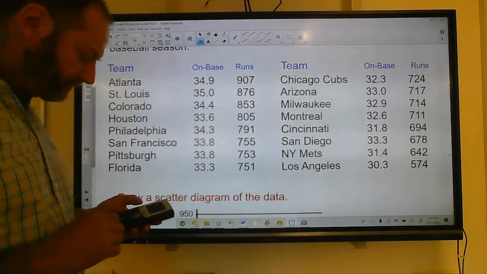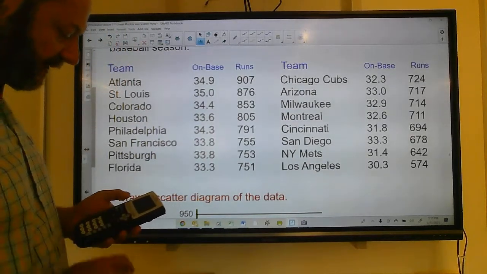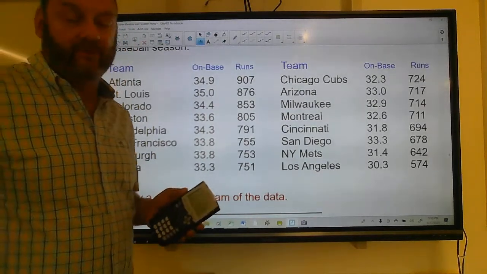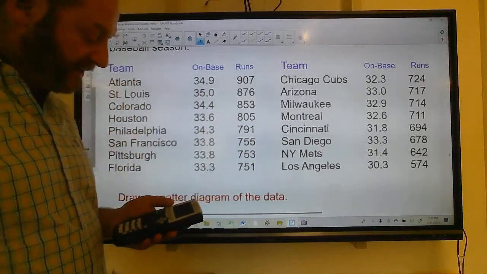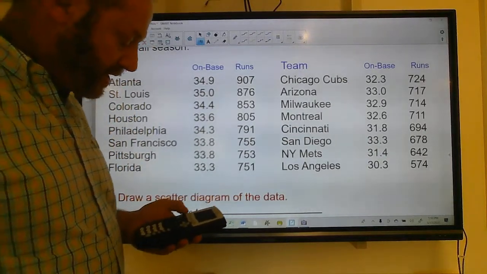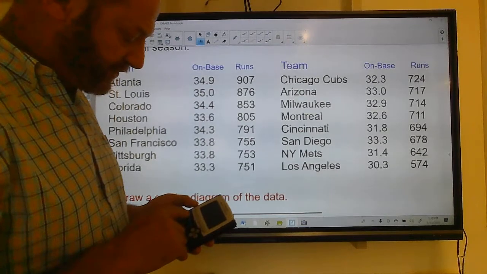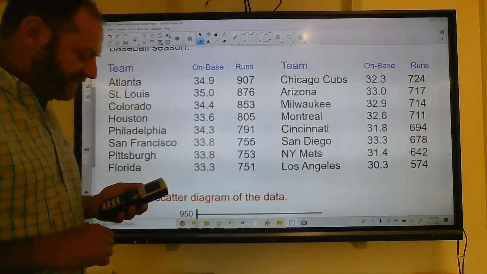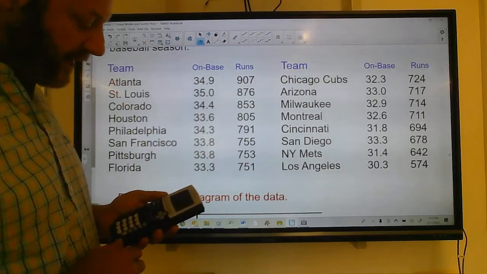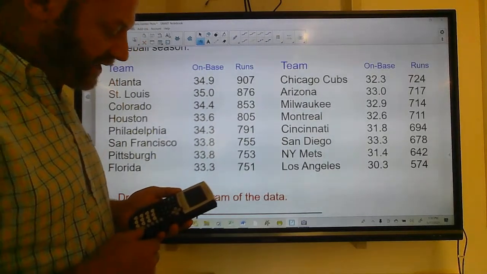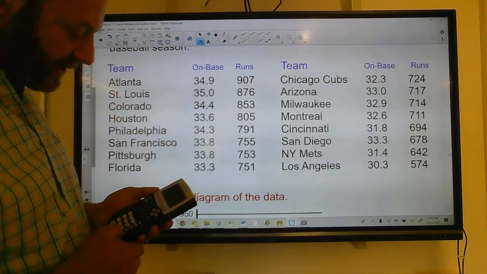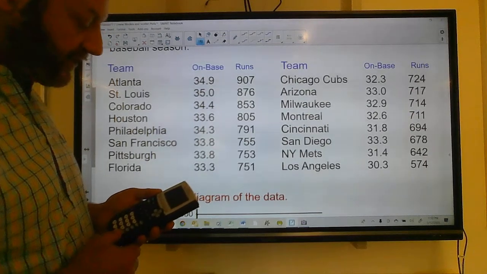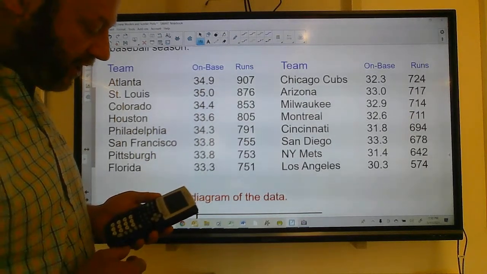Okay, now I go ahead and hit graph and nothing happens. Why didn't anything happen? Because I did not turn my plots on. So here's what you're going to do. Push your blue second key and then your y equals. And it says stat plots. The first one is going to be highlighted. Just hit enter. And you need to turn that on, so you're going to go to on and click it on.